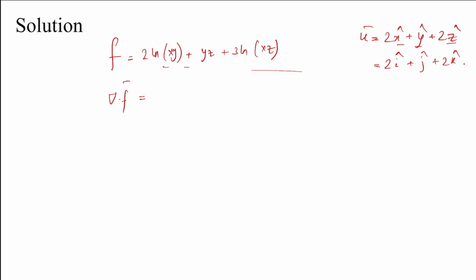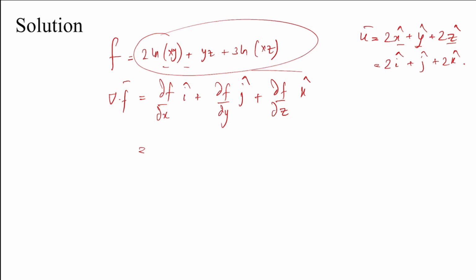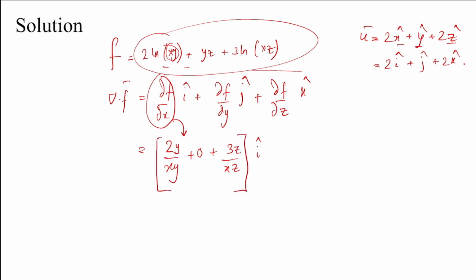Now the gradient of this function is dou x of f i cap plus dou y of f j cap plus dou z of f k cap. Doing the derivative with respect to x, what we find is 2 by xy, and the derivative of xy with respect to x is y. So we are only doing this part now, right? The ln yz term gives 0, and this is 3 by xz, and the derivative of xz with respect to x is z. So this is only the df dx part, i cap.